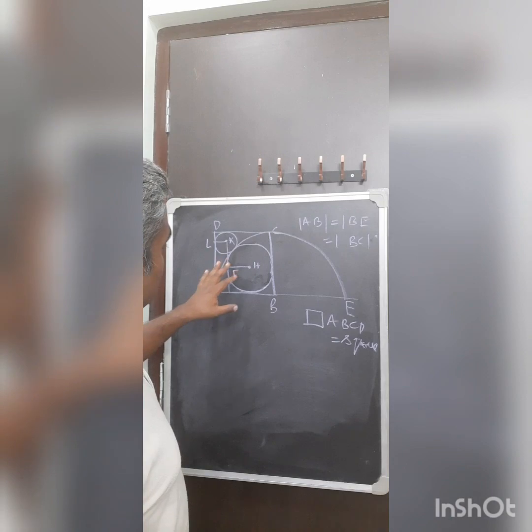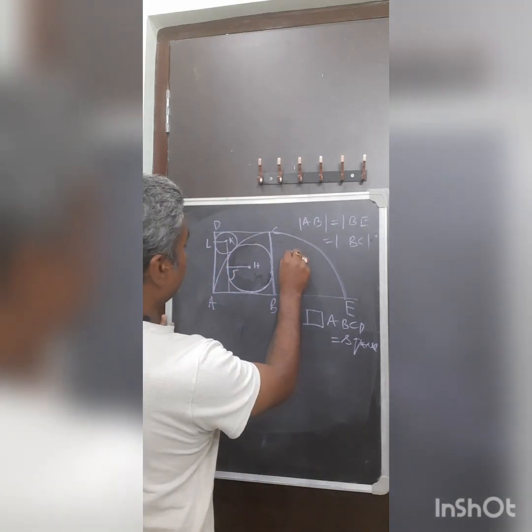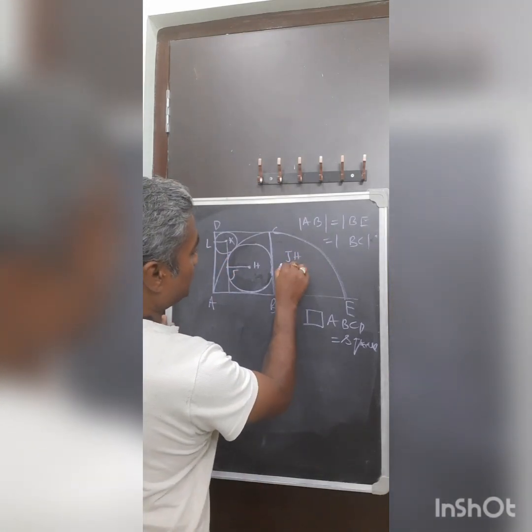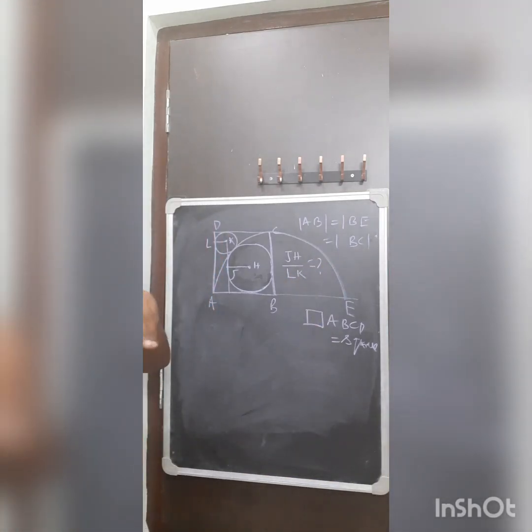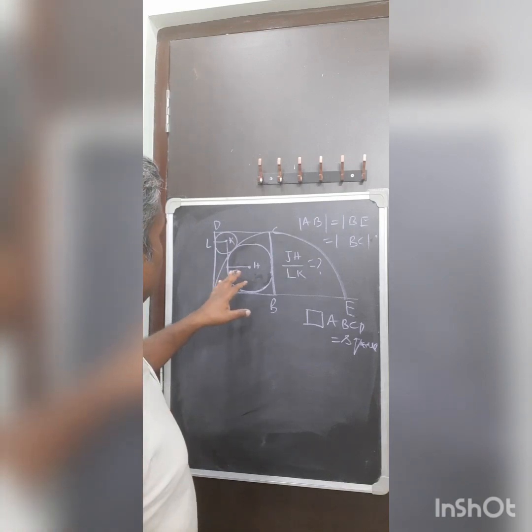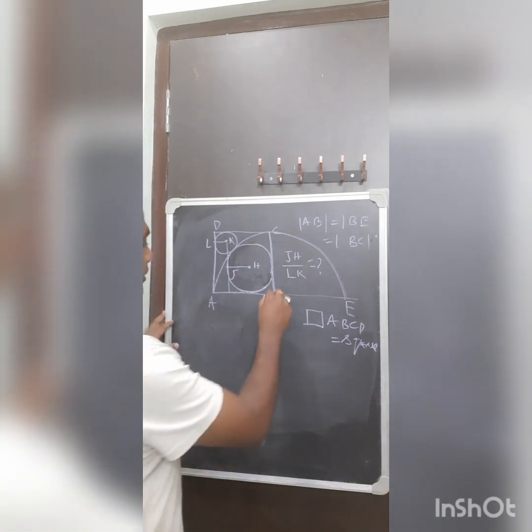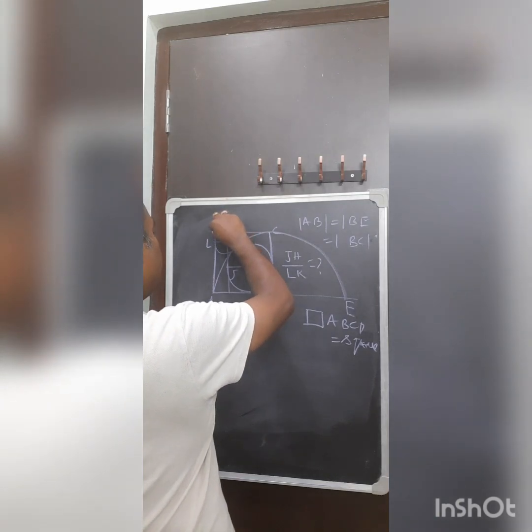Now you have to find the ratio between JH upon LK. This ratio you have to find. Okay, so let me start. Before starting, I will draw the diagonal D and B.